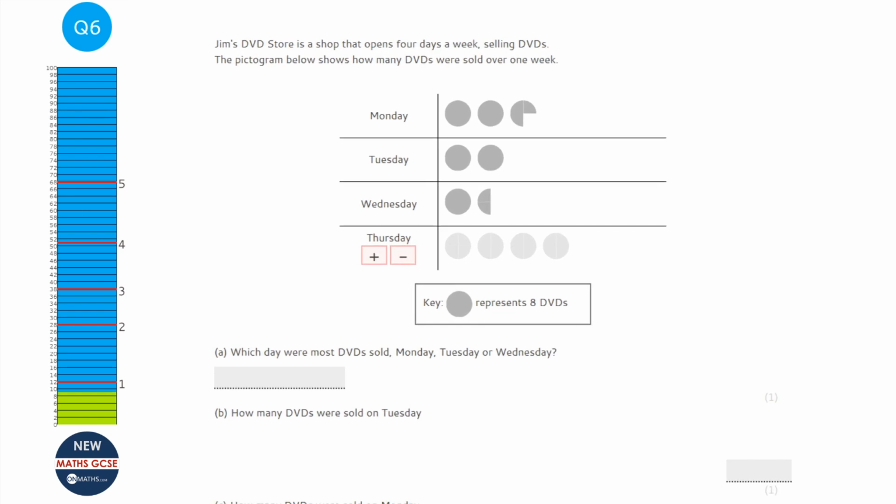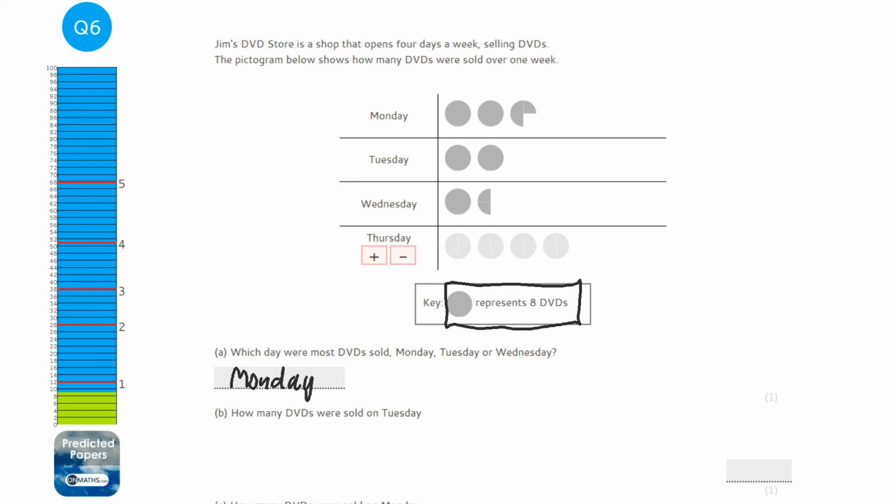The first thing to look at with a pictogram, which this is, is the key. Now the key tells us what each picture represents. So if you have a look at the key here, it says each circle represents 8 DVDs. Now that's the complete circle. So it says what day are the most DVDs sold? Monday, Tuesday or Wednesday? Well, you can always just look at which has the most shapes. Now Tuesday has 2, Wednesday has 1.5, but Monday has over 2, 2 3/4. So it's definitely going to be Monday because it's got the most circles.